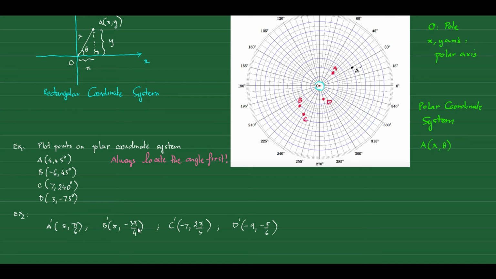And find negative 3 pi over 4. So negative 3 pi over 4, pi minus pi over 4.